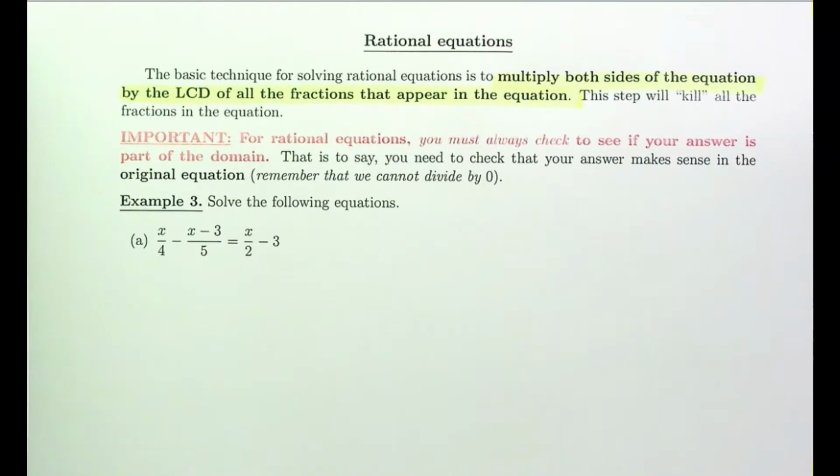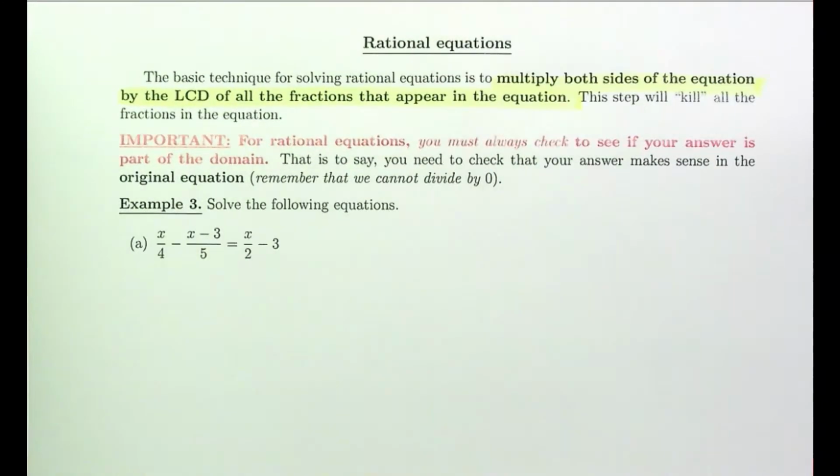How to solve rational equations. The easiest way to solve a rational equation is by doing the following technique that I have highlighted here, and it is to multiply both sides of the equation by the LCD of all the fractions or rational expressions that appear in the equation. What this will do is get rid of all the fractions.